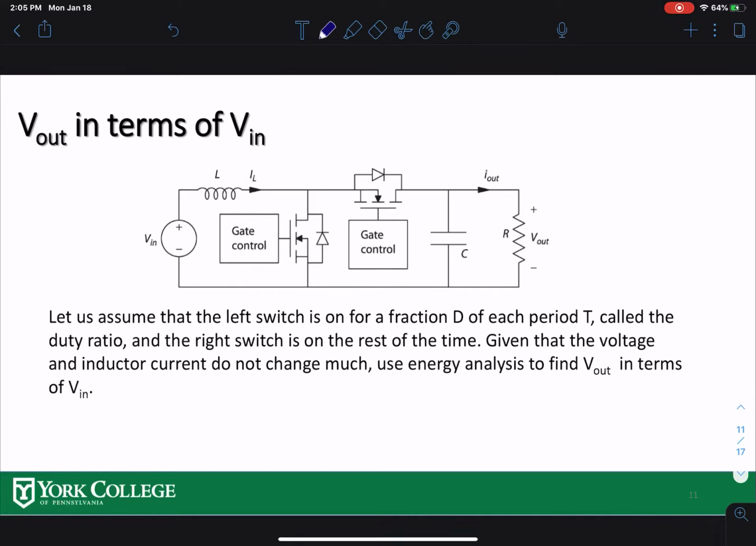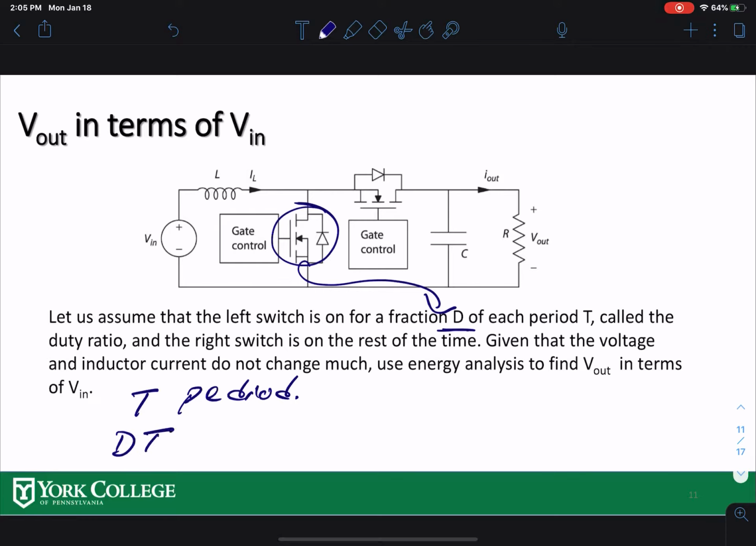Last time, we had the duty cycle at 50%. Now we're going to define the duty ratio as D. So if T is the period, then the part of the period that switch one is on is D. So if it's on for D, that means it's on for DT.